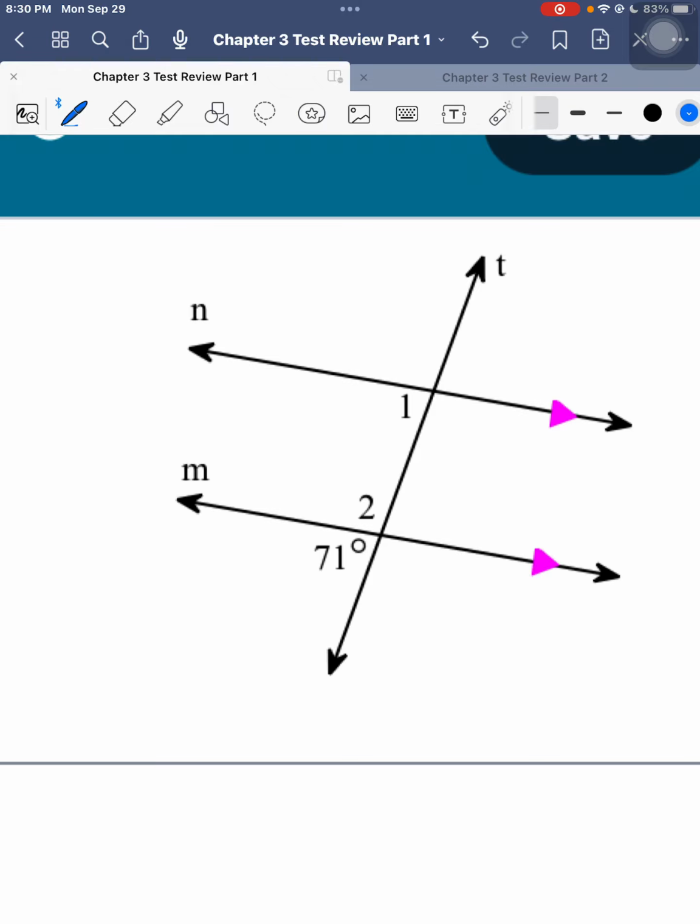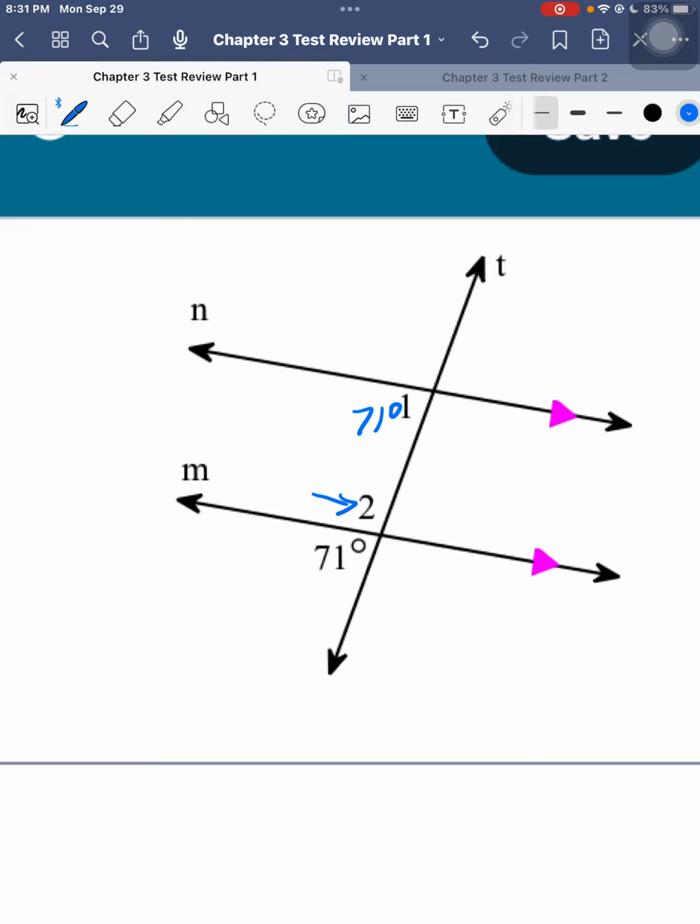So the measure of angle 2 would be what? 109. How did I know that? Oh, whoops. I guess we should do 1 first. So 1 is what? 71, right? 71 degrees. Why is it 71 degrees? Because once again, my lines are parallel, and if my lines are parallel, then my corresponding angles are congruent. So measure of angle 1 and the corresponding angles converse.